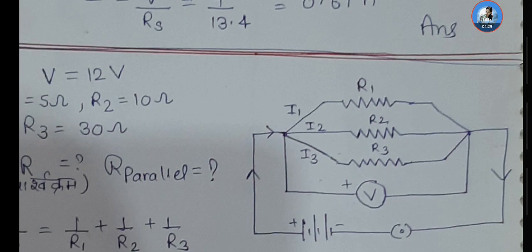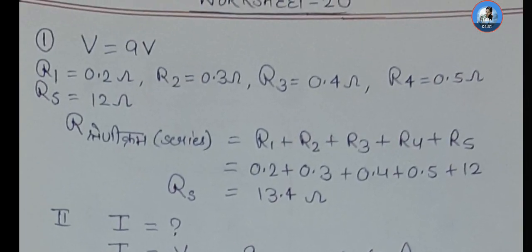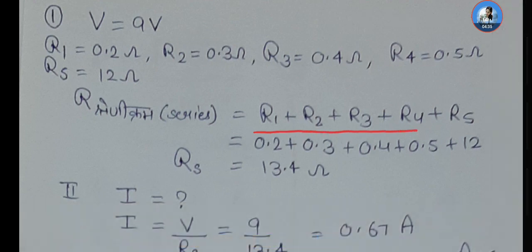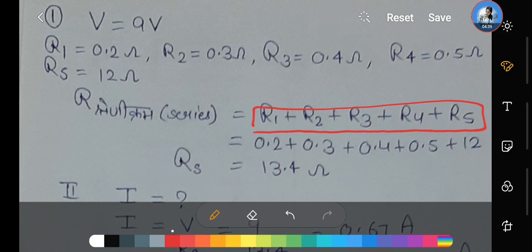So student, find the total resistance in series. We use the formula of series. What is the formula of series here? R1 plus R2 plus R3 plus R4 plus R5. We have 5 resistances here. We add up all the resistances and we get the total resistance.